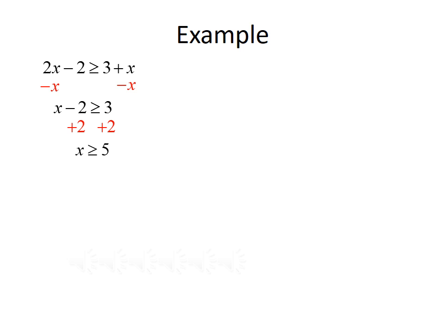So, if x is greater than or equal to 5, we can write this in interval notation. We'll use a square bracket with the 5 since it's included, and the interval will say square bracket 5, comma, infinity, open parenthesis.